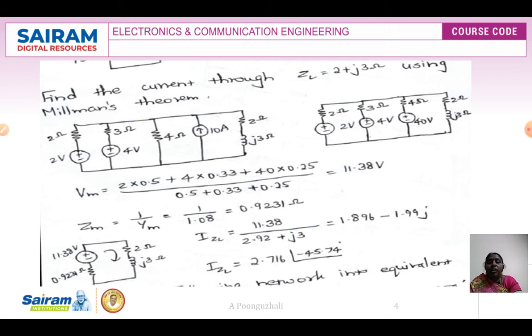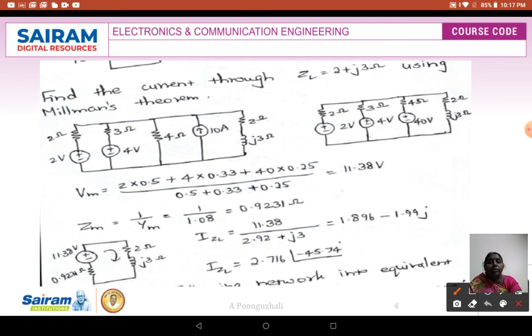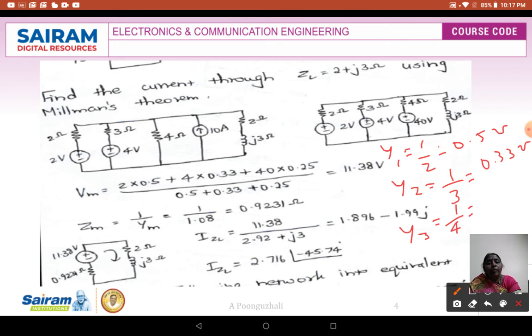Otherwise, the first step is you write your admittance values. So your Y1 is equivalent to 1 by 2, which is equivalent to 0.5 mho. Next, Y2 is equivalent to 1 by 3, which is nothing but 0.33 mho. Next is Y3, which is equivalent to 1 by 4, which is nothing but 0.25 mho.